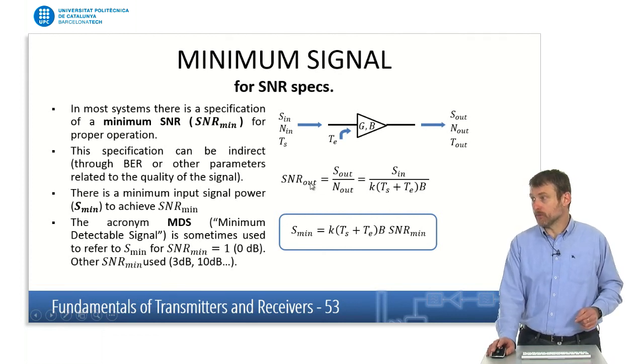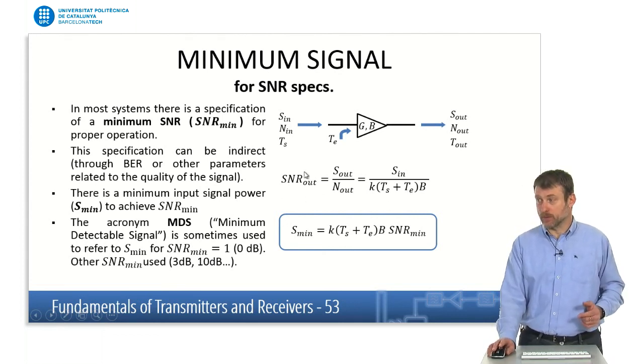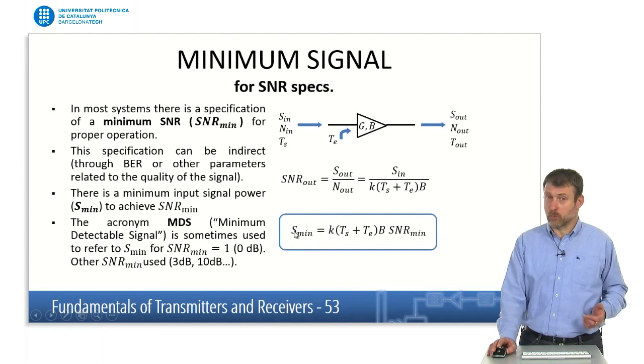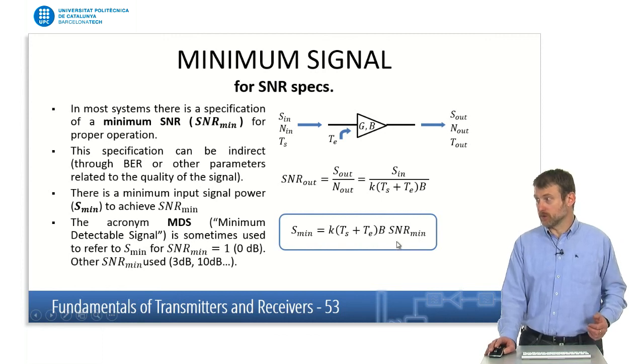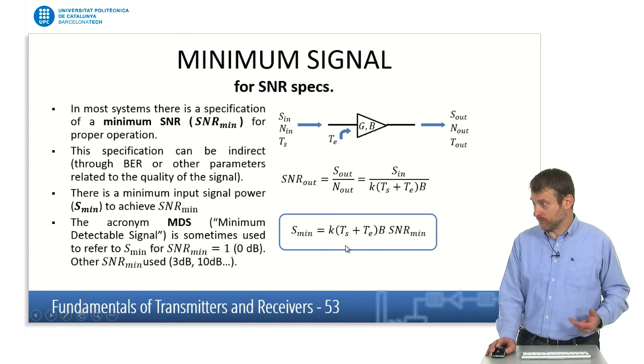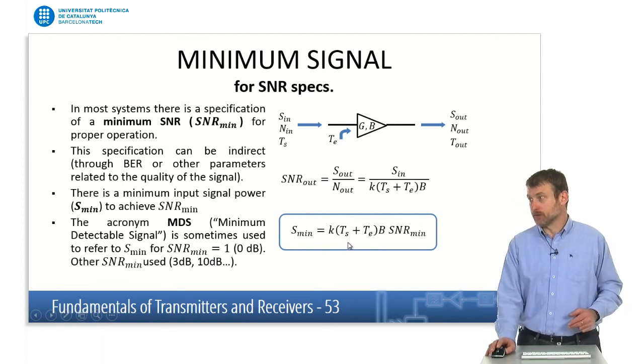Accordingly, if at the output of the receiver we have to deliver a given signal-to-noise ratio, we will have some minimum signal power that we will have to achieve, and this is given by this equation. This minimum signal-to-noise ratio multiplied by k, B, and the sum of the equivalent noise temperature for our receiver and the noise temperature of the antenna or whatever signal source that we have.